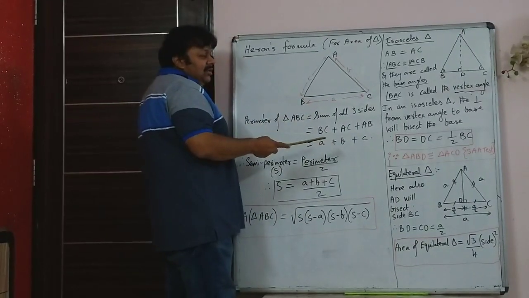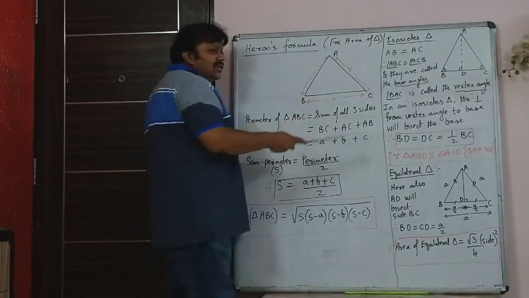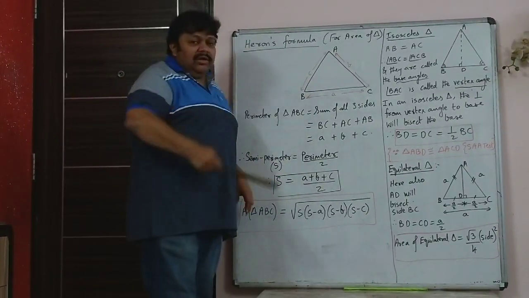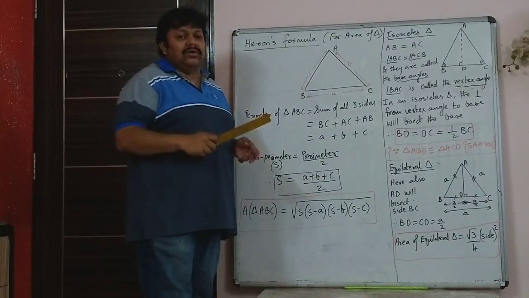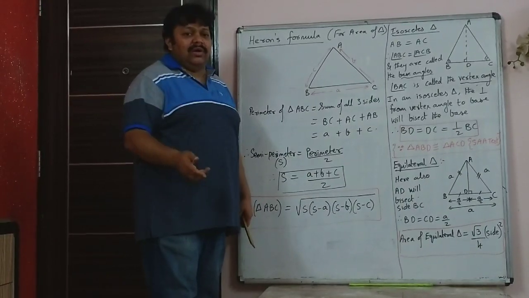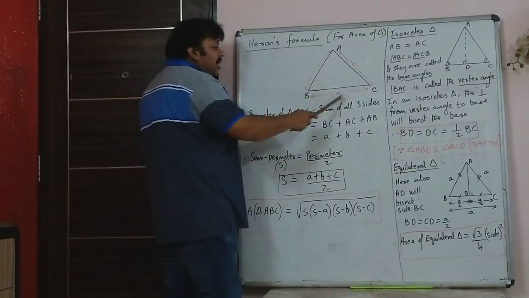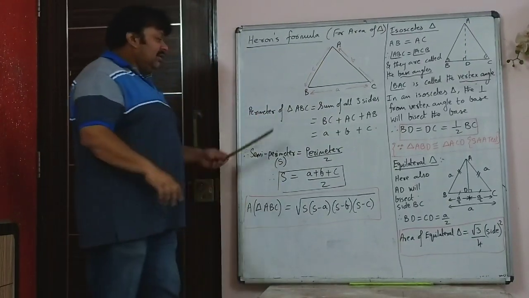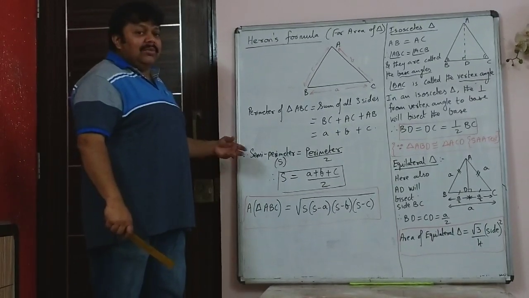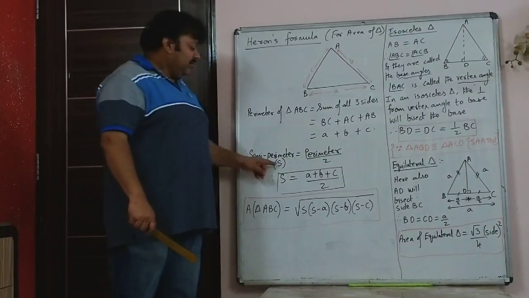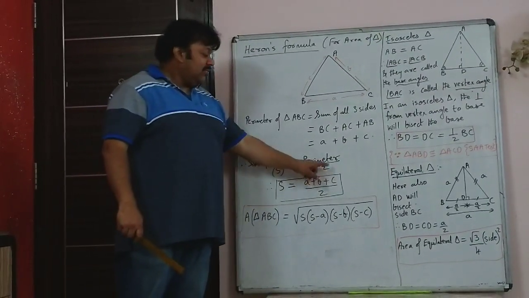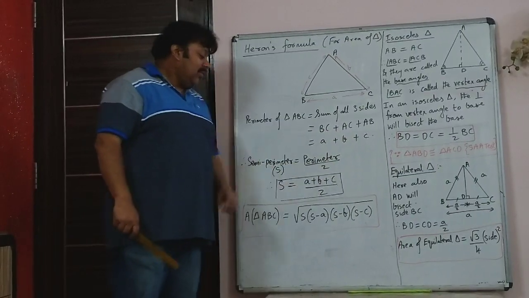So what is the perimeter? It is the sum of all the three sides. Perimeter is the length obtained by adding up all the sides. In case of a circle, it is called circumference, it is not called perimeter. But in all other figures, if it is a square, it is adding up all the four sides of the square. So in a triangle, it is a plus b plus c, the sum of all sides. Semi means half the perimeter. Semi-perimeter is perimeter upon 2, denoted by small s. So small s is a plus b plus c upon 2.